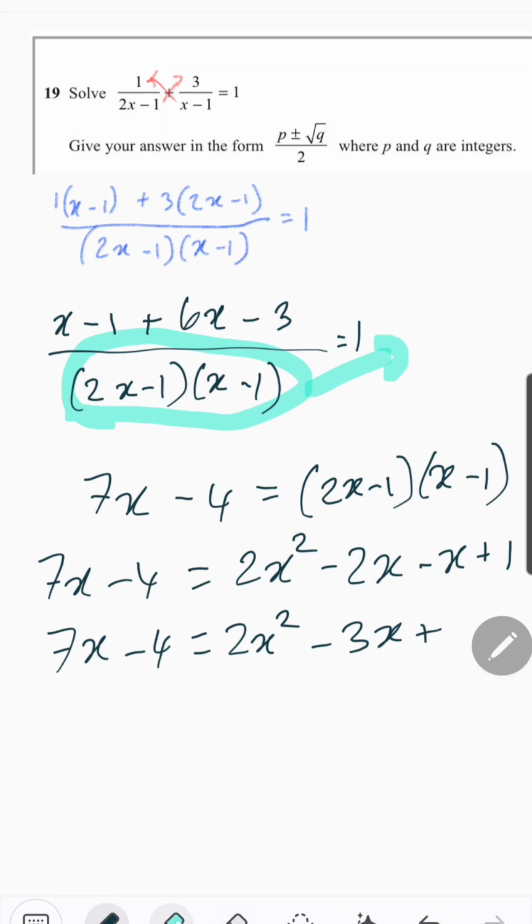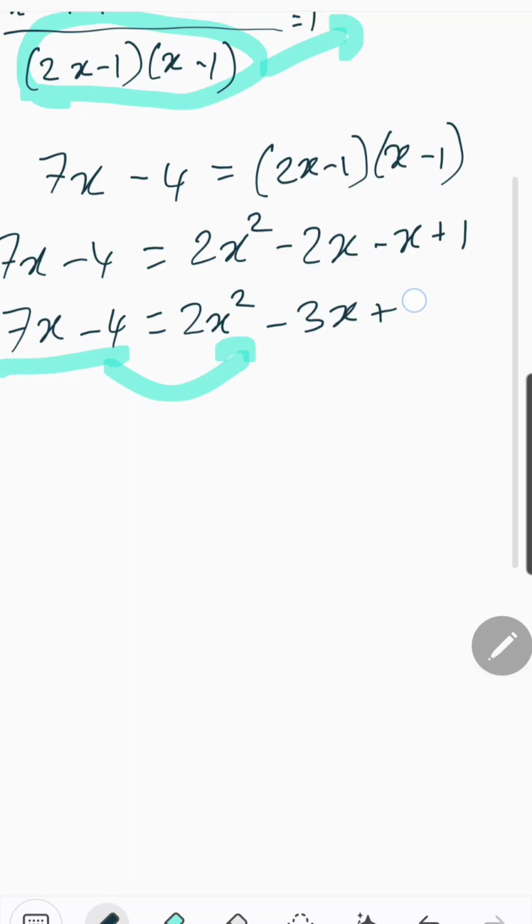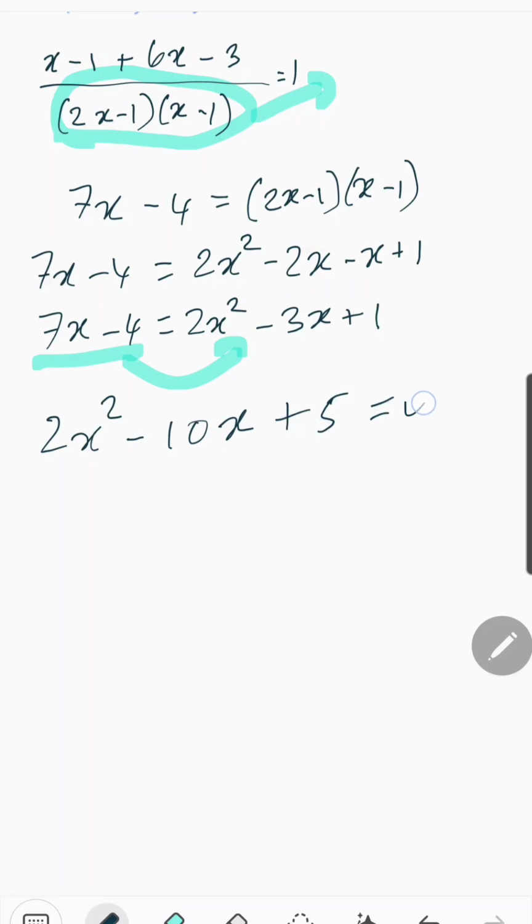Take everything onto one side. So we're going to move all of this onto the other side. Oh, we had plus 1, forgot that. All right, so that would be now 2x squared minus 3x minus 7x, which is minus 10x, plus 1 plus 4, which would be plus 5, equals 0. Divide everything by 2. So you get x squared minus 5x plus, oh, you can't divide the 5 by 2, so let's forget about dividing by 2. We can't do that.